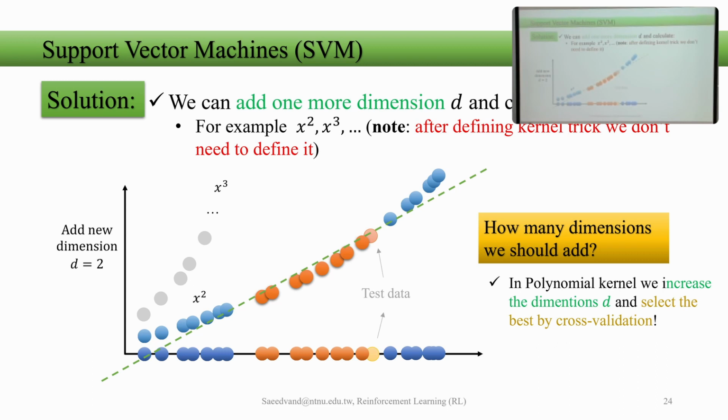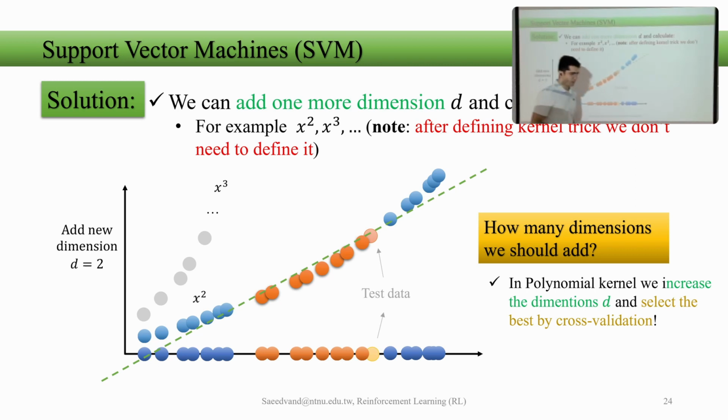So now if test data comes, what should I do? For the test data, I apply the same. I bring it to the new dimension. Then the support vector machine hyperplane says, okay, this is an orange point because it's under the hyperplane, and it's classified correctly.